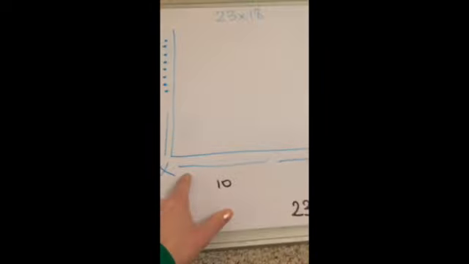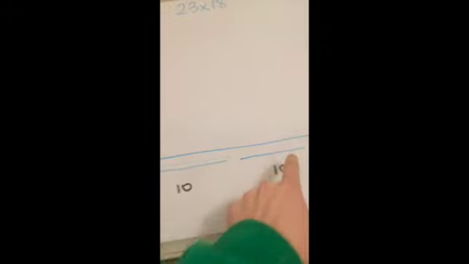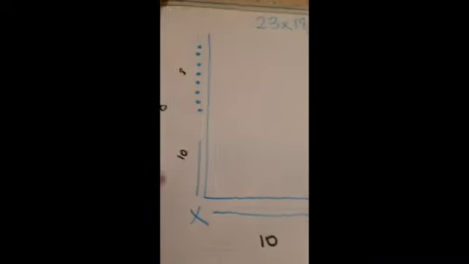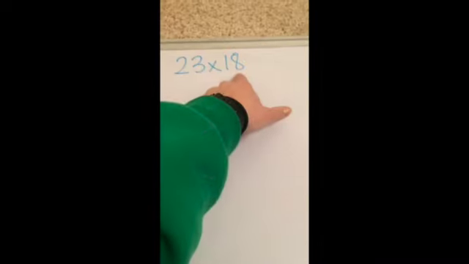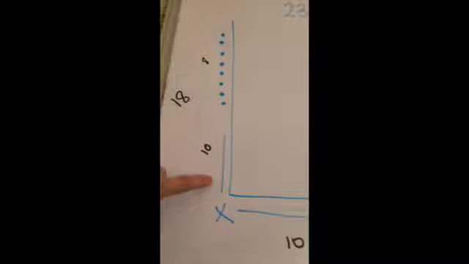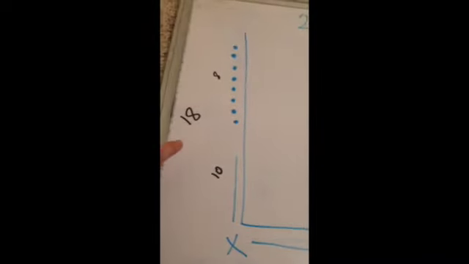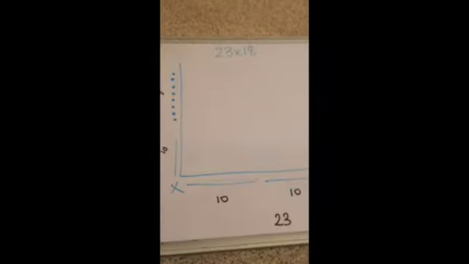Along the bottom, I had my bigger number, 23, and I had 2 rods here, which is equivalent to 20, and 3 units along the side, equivalent to 3. Along the left, or vertical axis, I have 18. Broke that down into 1 rod, which is 10, and 8 units, which is 18. Now, the real work begins.